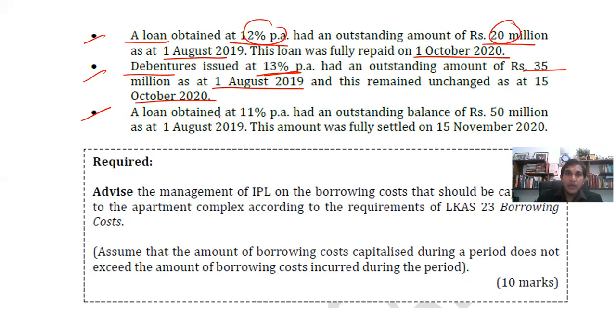Then the third bullet point, a loan obtained at 11% per annum had an outstanding balance of 50 million, 1st of August 2019. The amount was fully settled on 15 November 2020. Right, now what you need to do? You need to calculate that capitalization rate.